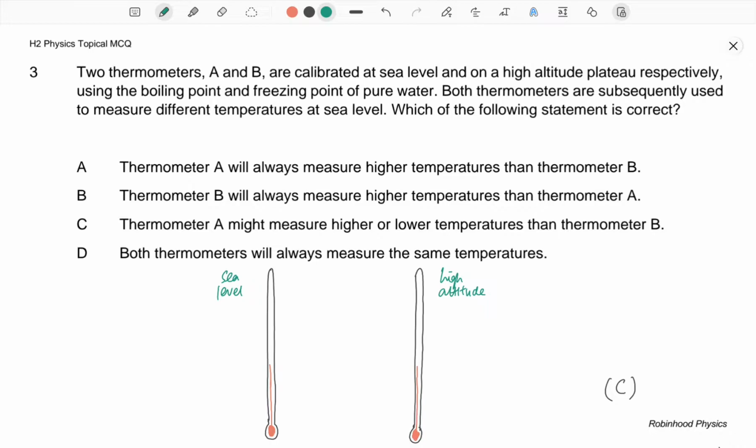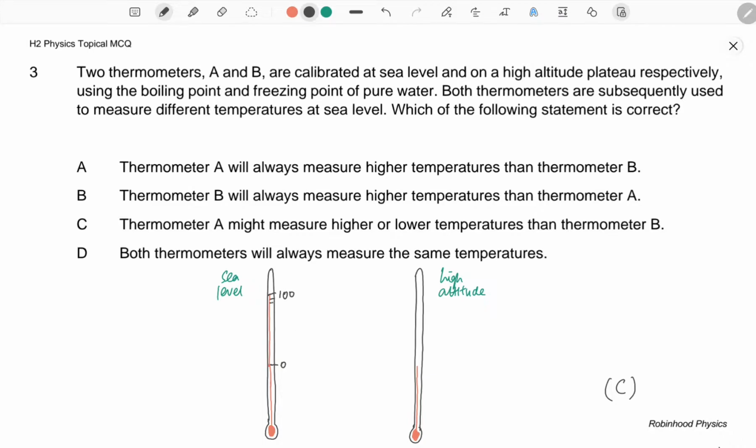So let's understand what it means by calibrating these two thermometers at the sea level and high altitude. So for the sea level one, we have the freezing point. Suppose it's at this temperature. So at this temperature, I will give it 0 marking. Okay, and then we go on and bring the water to boiling point. So the mercury level will rise, and suppose this is the boiling point. So we mark this out as 100.